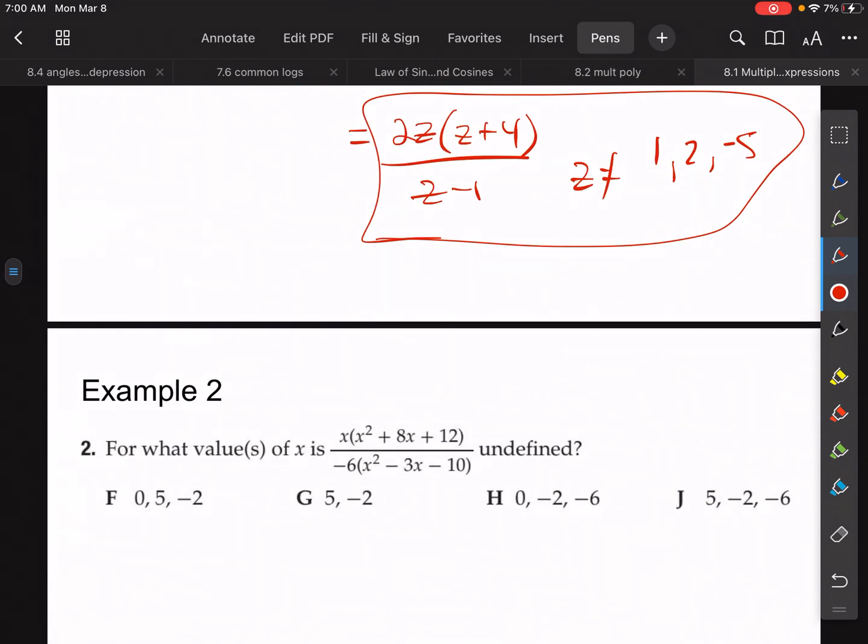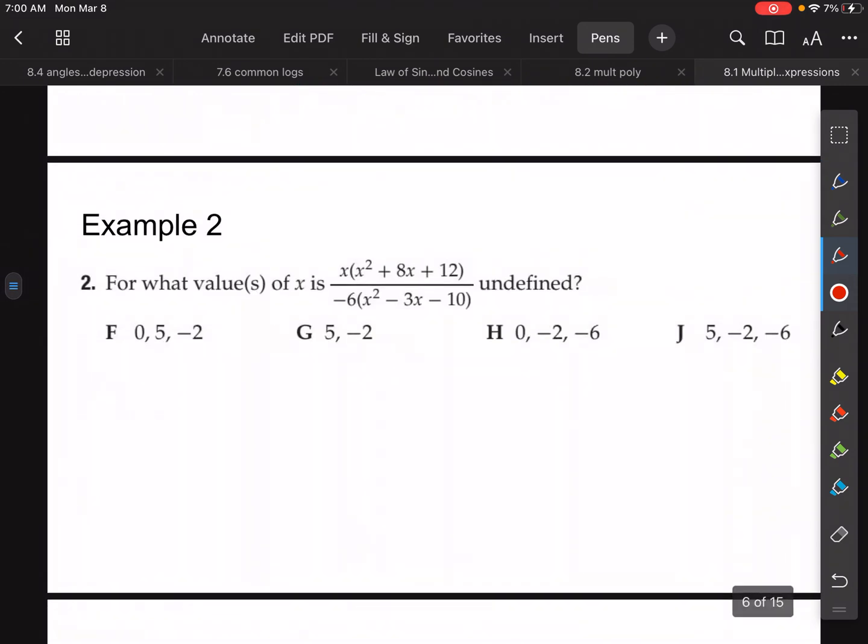All right, let's keep going here. So this is example 2. It says, for what values is this undefined? So I've got to factor this thing and see where it's undefined.